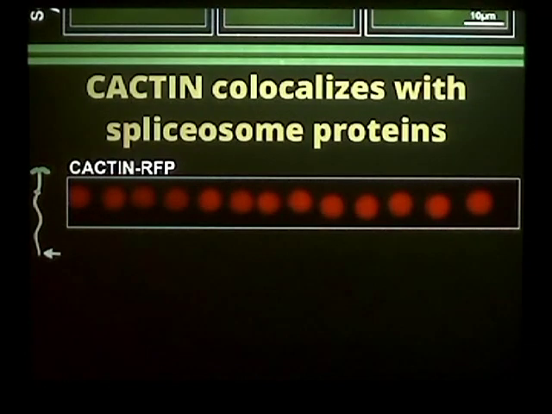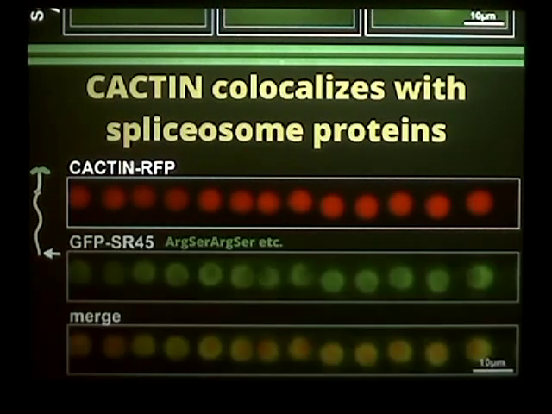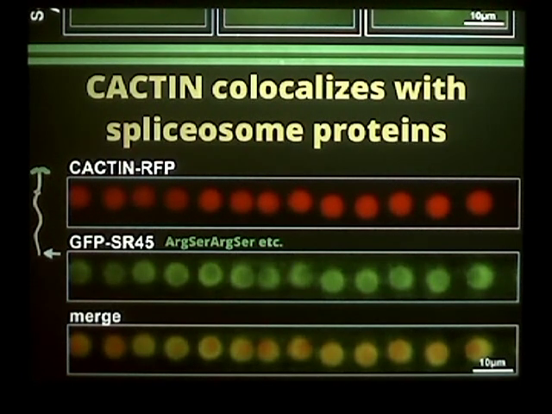So the next thing we wanted to see is, are these speckles that we're seeing the same speckles that known parts of the spliceosome localize to? So I'm starting off here showing you some cells that don't have speckles. These are in that root meristem again. You can see each of these are very small cells, and we always see cactin showing a more widespread localization in those cells. And this next protein I'm going to show you is called SR45. This is a known component of the spliceosome.